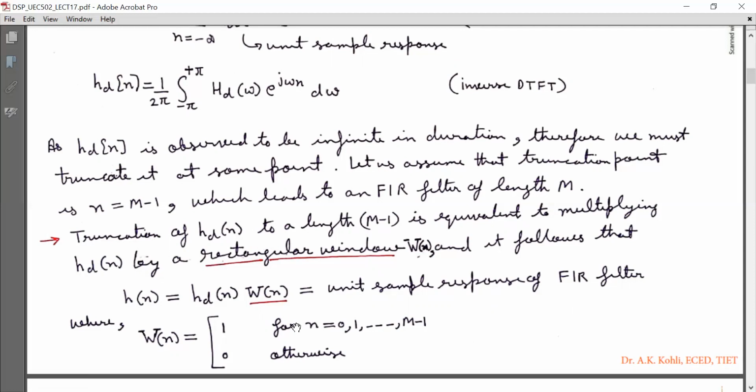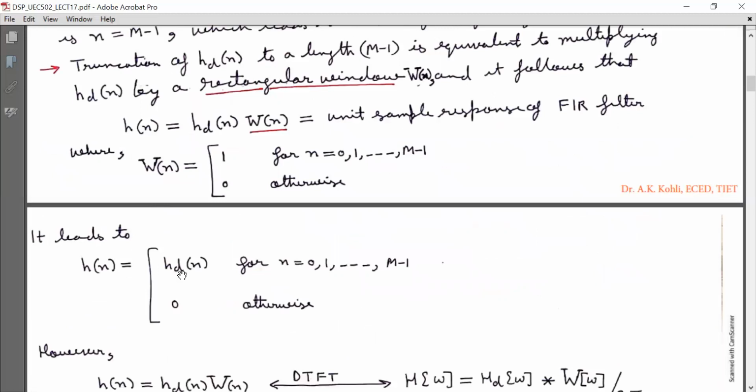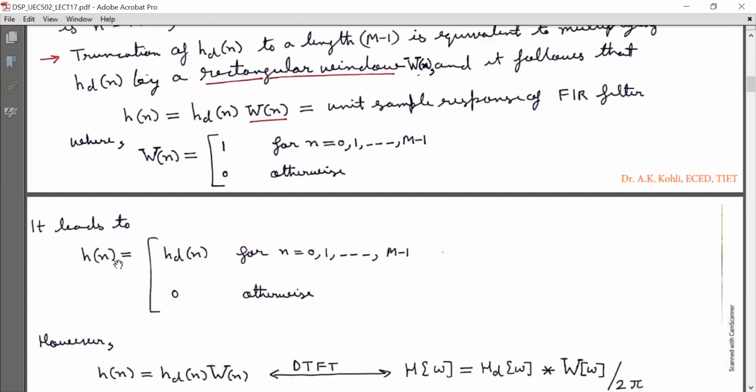Here the rectangular window in the time domain is w(n) equal to 1 for n equal to 0, 1 to M minus 1, and 0 otherwise. If I substitute values of n here, I will find that h(n) is equal to hd(n) for n equal to 0, 1 to M minus 1, and 0 otherwise. So only finite samples of hd(n) are considered in h(n), that is the unit impulse response of the FIR filter.